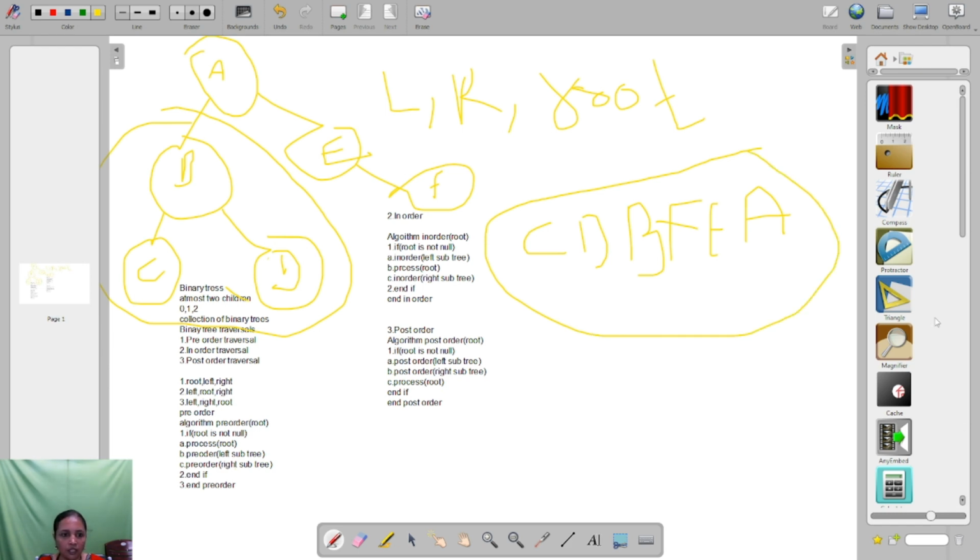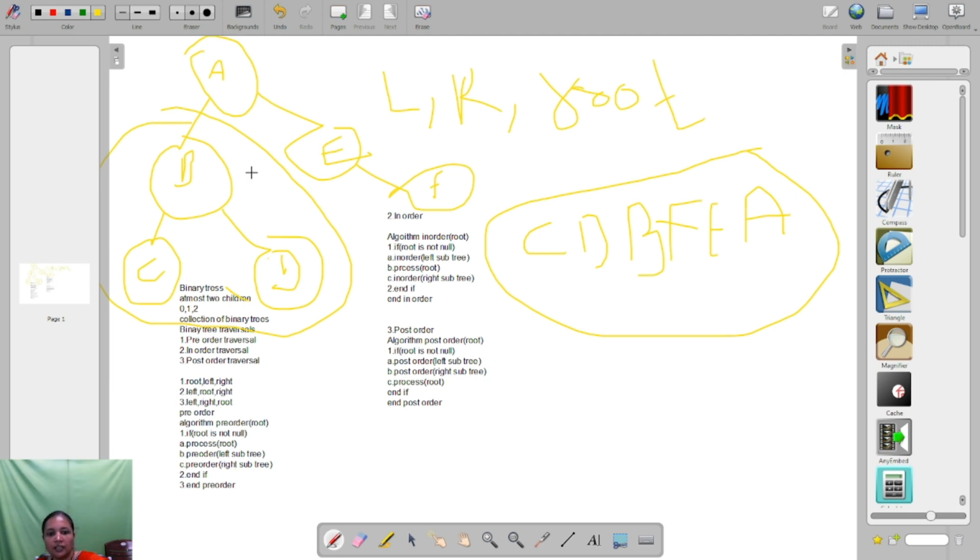Once again I repeat. So this is the rule: left, right and root. Okay, so here first you take the left hand side. Here which one is left? Left node C, so you take C. Next, what? Right. So the right node is D. Then you visit root B. Okay, this one is completed.